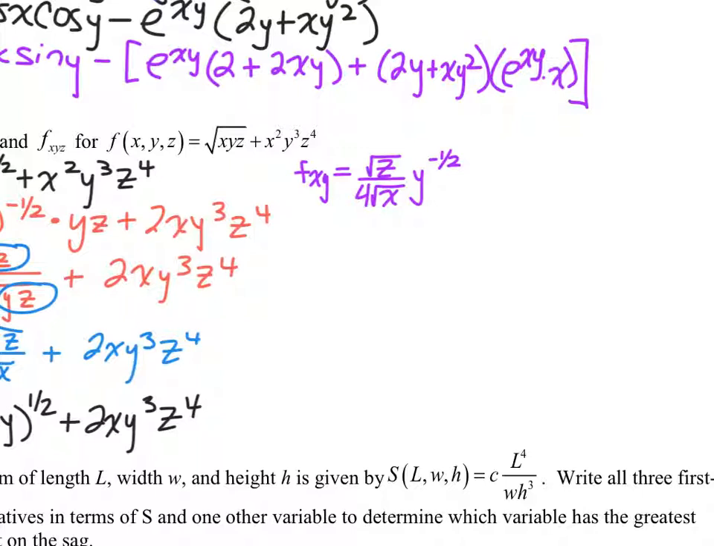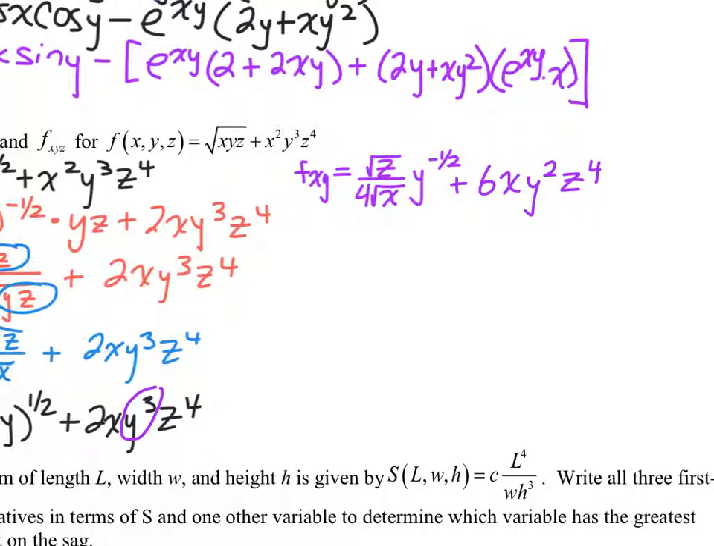Derivative of y cubed is 3y squared, so we'd be looking at plus 6x y squared z to the 4th. All right, so again, we're just taking the derivative of this part of it because everything else is held constant, and then multiply that result against everything else.